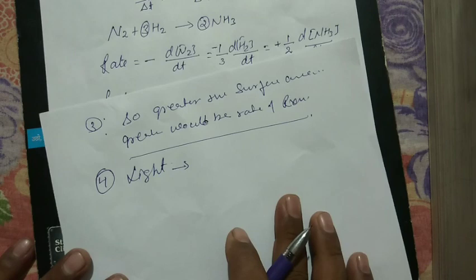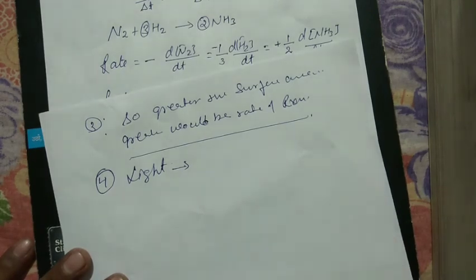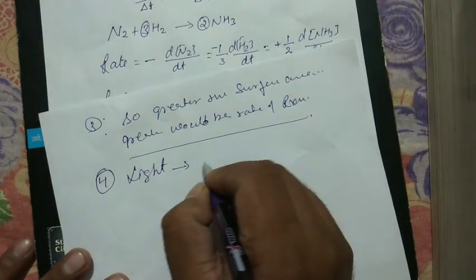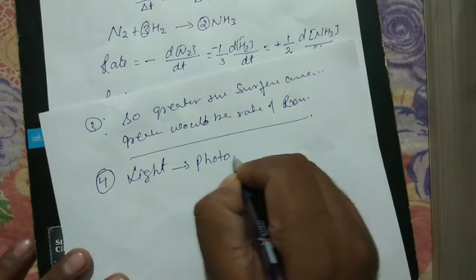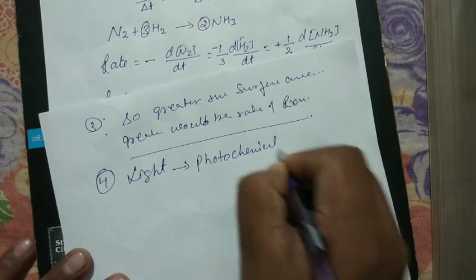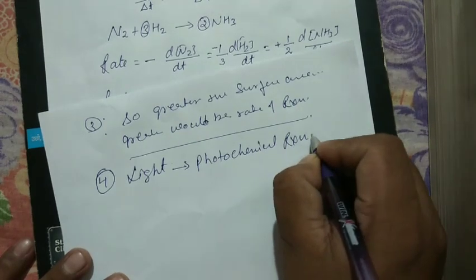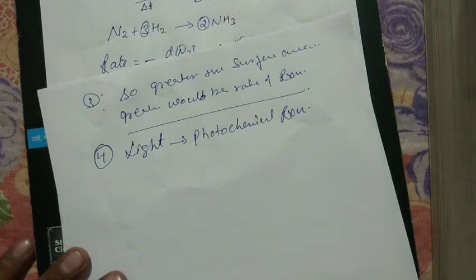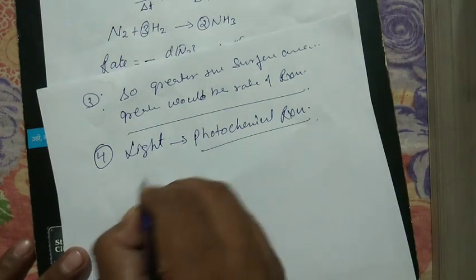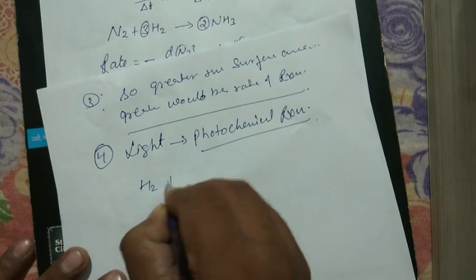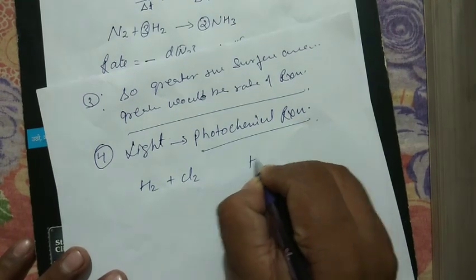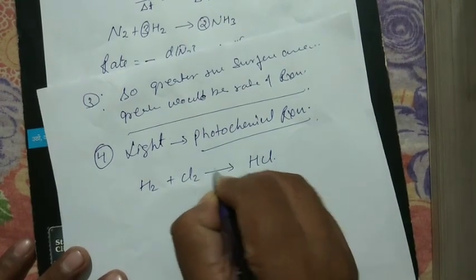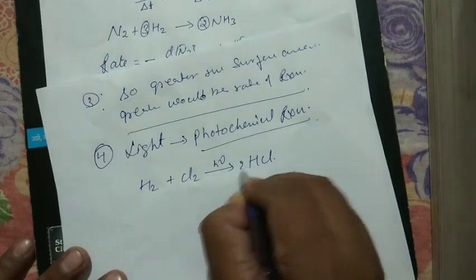These types of reactions are called photochemical reactions. Photochemical reactions are those reactions which take place in presence of light only, like H2 plus Cl2 gives HCl in the presence of h nu.